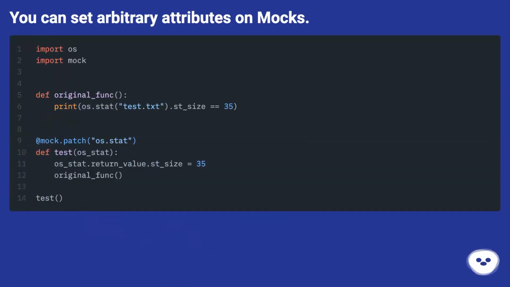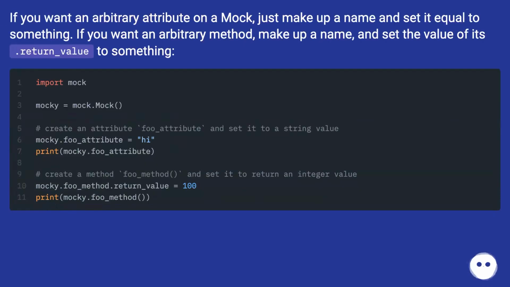You can set arbitrary attributes on mocks. If you want an arbitrary attribute on a mock, just make up a name and set it equal to something. If you want an arbitrary method, make up a name, and set the value of its .return_value to something.